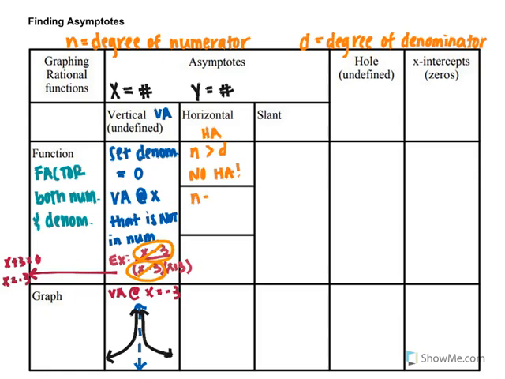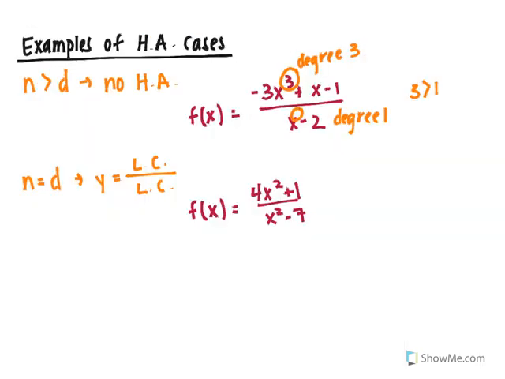The next case is when the degree of the numerator equals the degree of the denominator. Our asymptote can be found by dividing the coefficients of the terms of the highest degrees. So our asymptote is at the line y equals the leading coefficient of the numerator divided by the leading coefficient of the denominator. Okay, so let's look at an example of that.